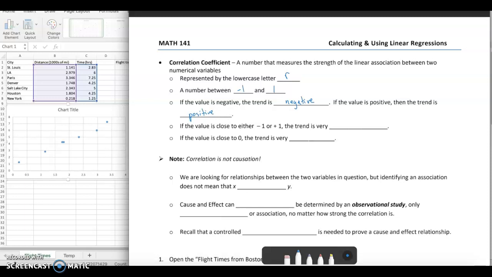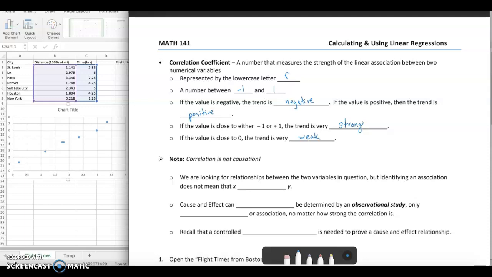If your r value is close to either -1 or +1, then your trend is very strong. However, if the value is close to 0, then your trend is very weak. And an r value of exactly 0 means there is no correlation between these two variables at all.